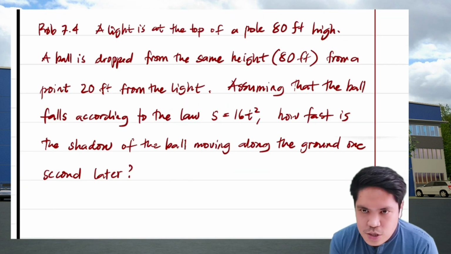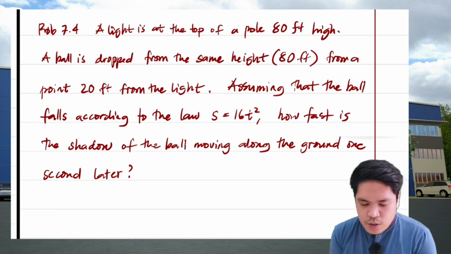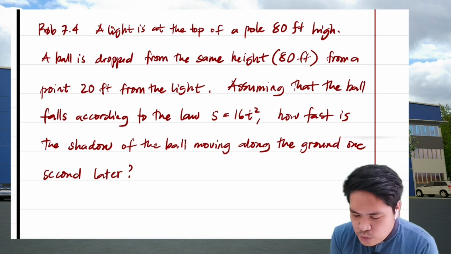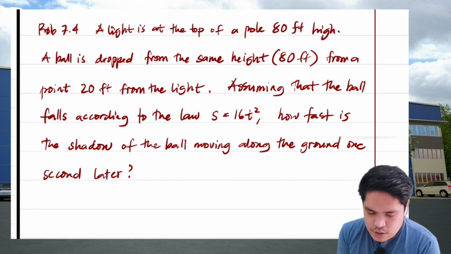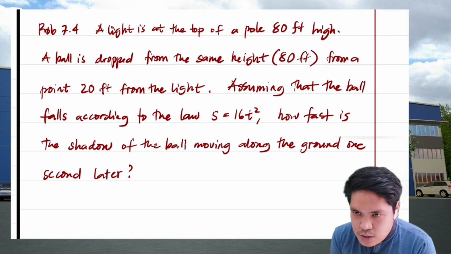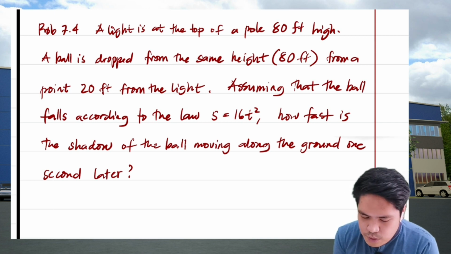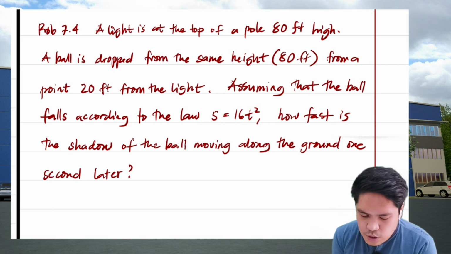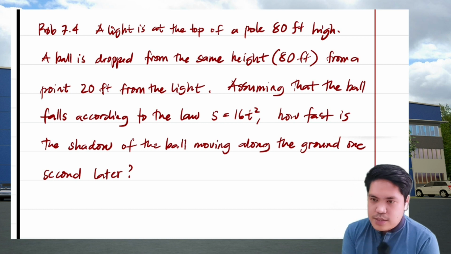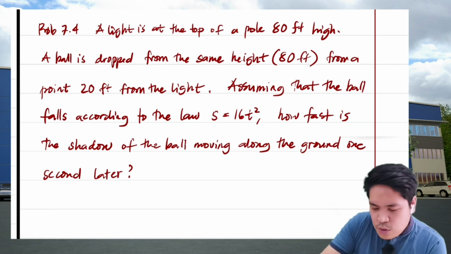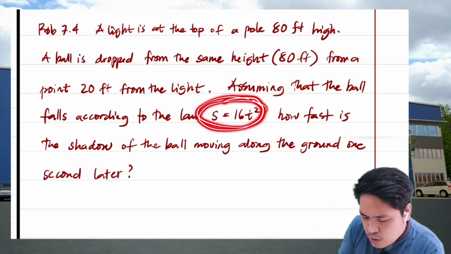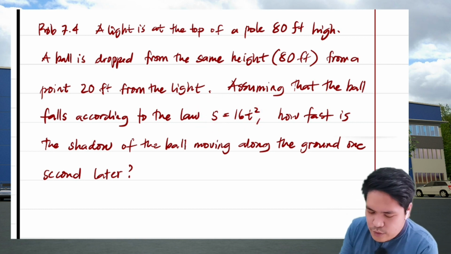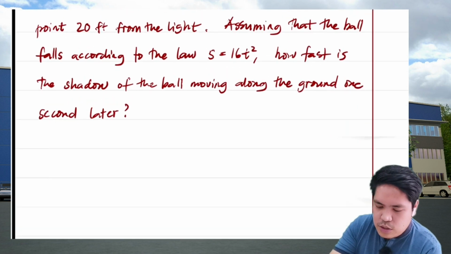So let's answer problem 7.4. A light is at the top of a pole 80 feet high. A ball is dropped from the same height of 80 feet from a point 20 feet from the light. Assuming that the ball falls according to the law S equals 16t squared, so this should be familiar to you because nasa physics to, how fast is the shadow of the ball moving along the ground 1 second later?